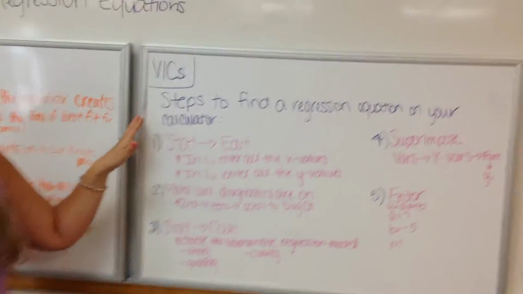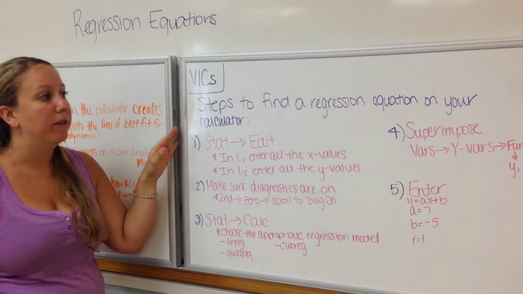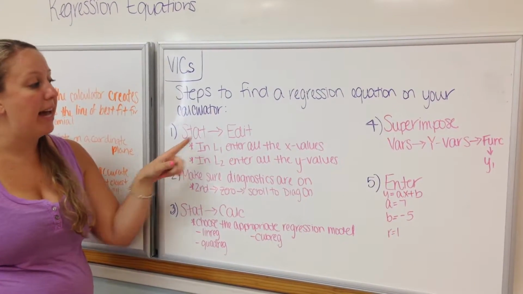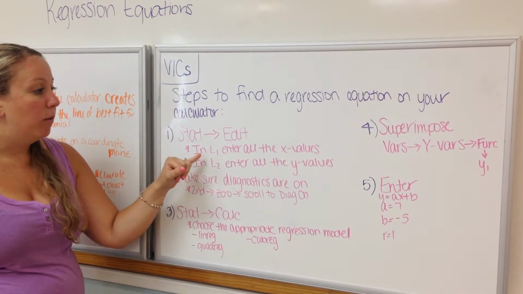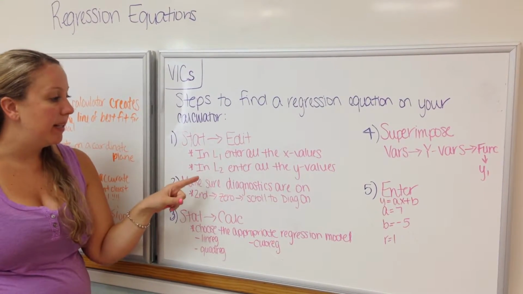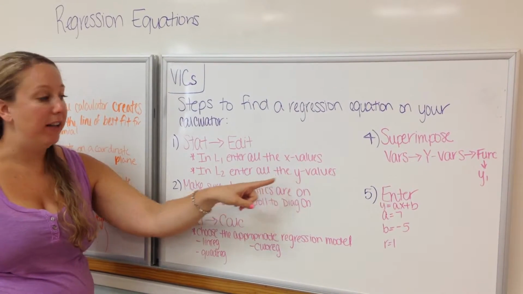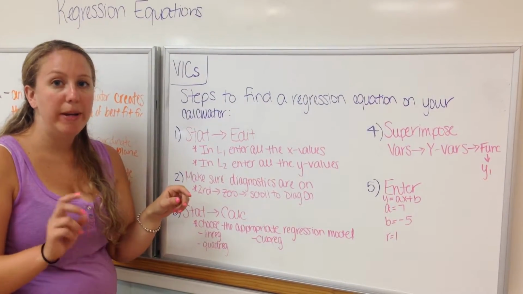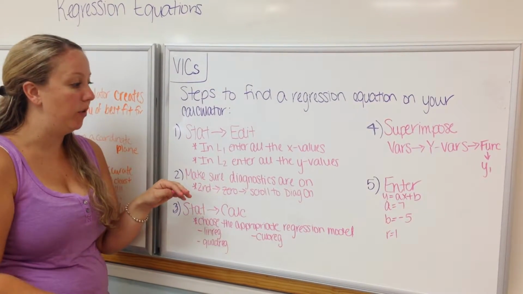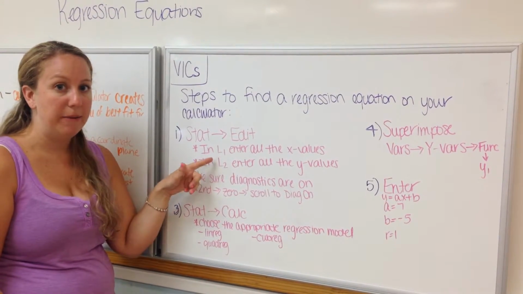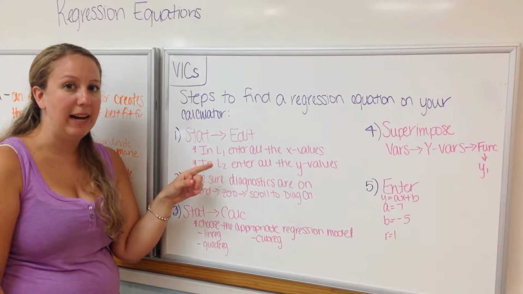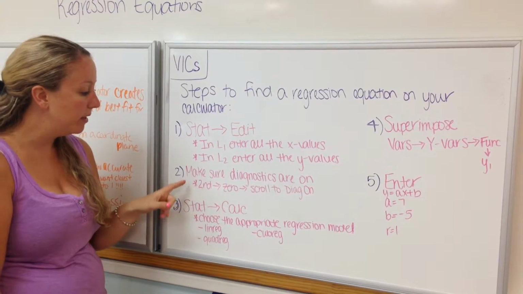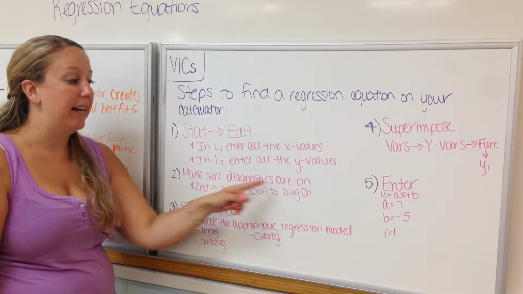Your very important concepts. So these are your steps to finding a regression equation on your calculator. Step 1, you're going to push the button Stat, Edit, and in L1 you're going to enter all the X values, and in L2 you're going to enter all the Y values. Remember, if you need to clear L1 or L2, you can scroll up, hit clear, and scroll down, and it should clear out the whole column. You enter one number in at a time, you enter the number, then hit enter, and they should all come in L1 and L2.